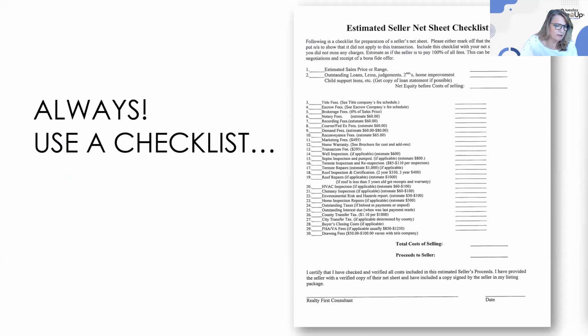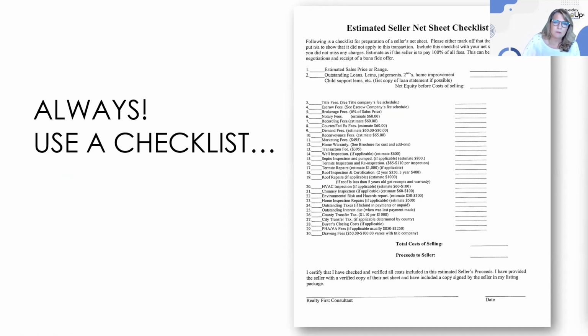So this is my checklist. It's an estimated seller net sheet checklist. This isn't the actual net sheet, but this is the checklist that I utilize to determine what the different costs are and things like that. Again, you guys, please don't take into consideration the numbers. This is an old checklist from about 15 years ago, but the content and the information is still very much the same.